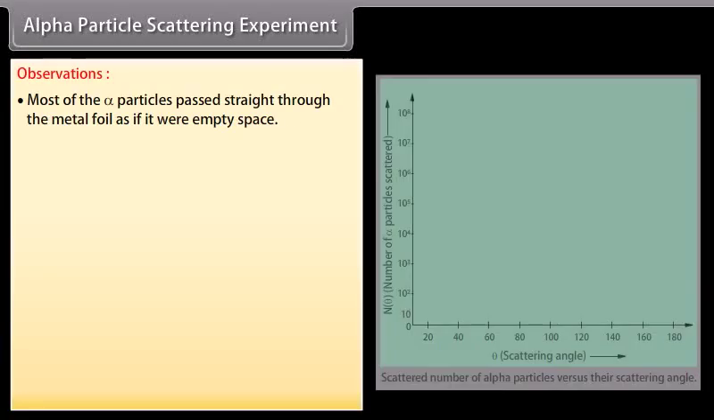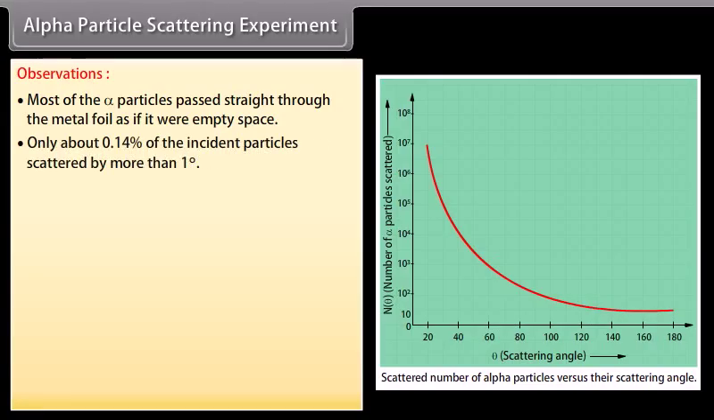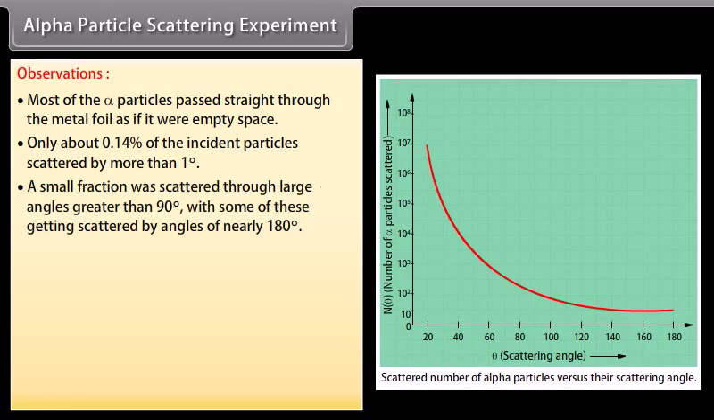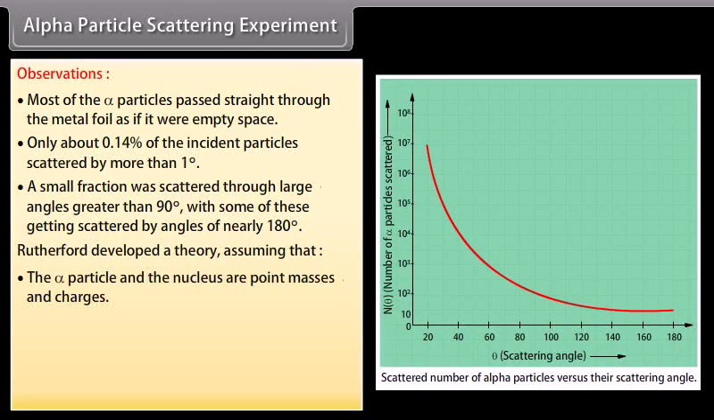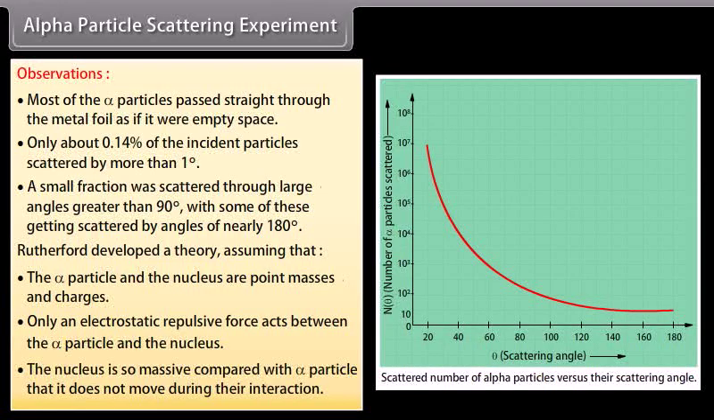Observations. Most of the alpha particles passed straight through the metal foil as if it were empty space. Only about 0.14% of the incident particles scattered by more than 1 degree. A small fraction were scattered through large angles greater than 90 degrees, with some of these getting scattered by angles of nearly 180 degrees. Rutherford developed a theory assuming that the alpha particle and the nucleus are point masses and charges. Only an electrostatic repulsive force acts between the alpha particle and the nucleus. The nucleus is so massive compared with the alpha particle that it does not move during the interaction.